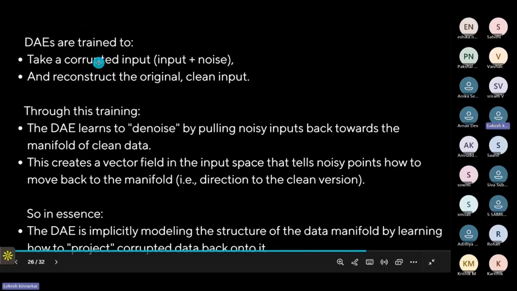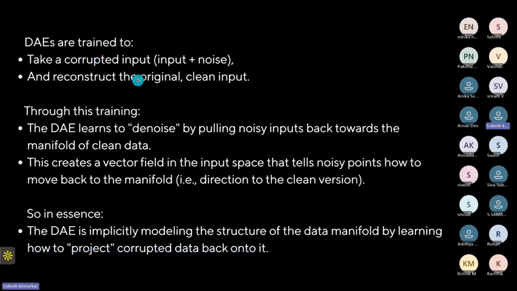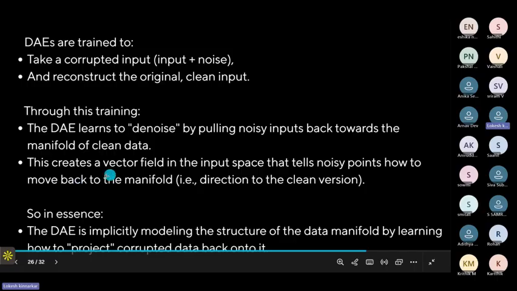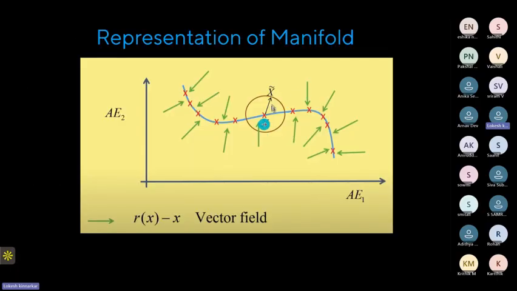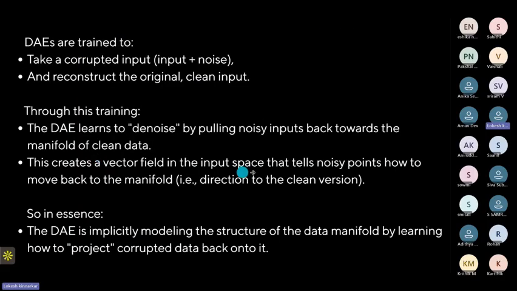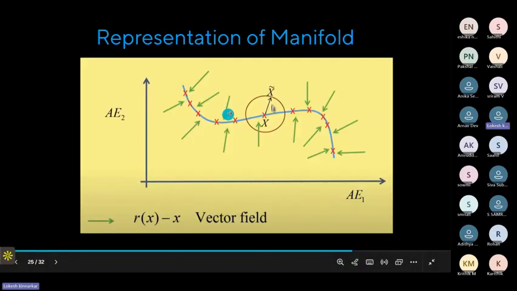And this slide is just summarizing what denoising autoencoders do. They take a corrupted input, that is input plus noise, and reconstruct the original, clean input. Essentially, they try to create a vector field in this input space. As you can see, you are joining the X tilde and this X, and this is the vector representation. It tells the noisy points how to move back to the manifold, which is done by minimizing the cost function.